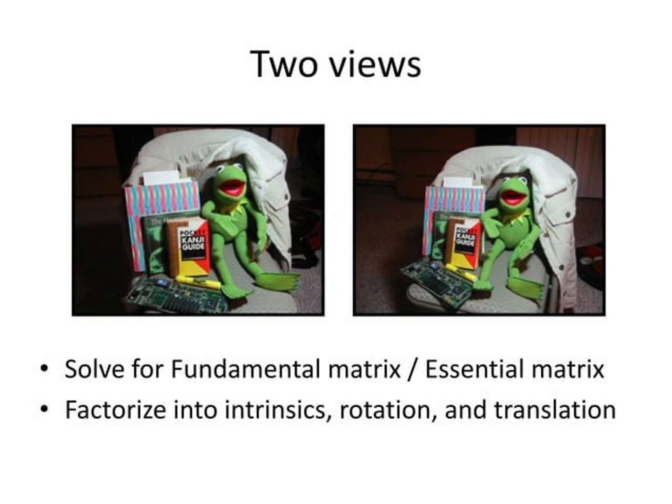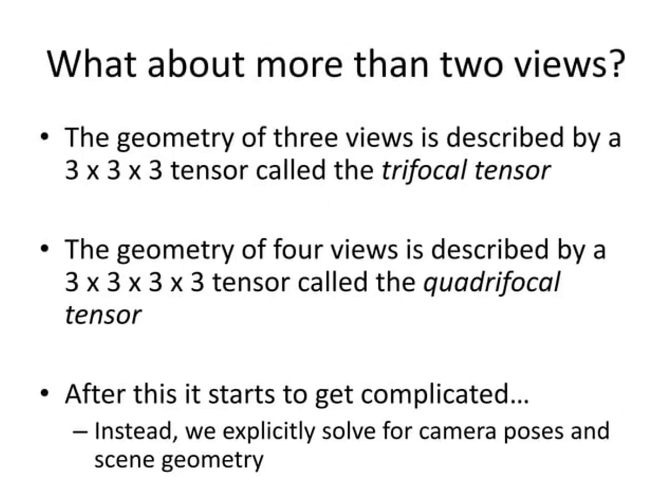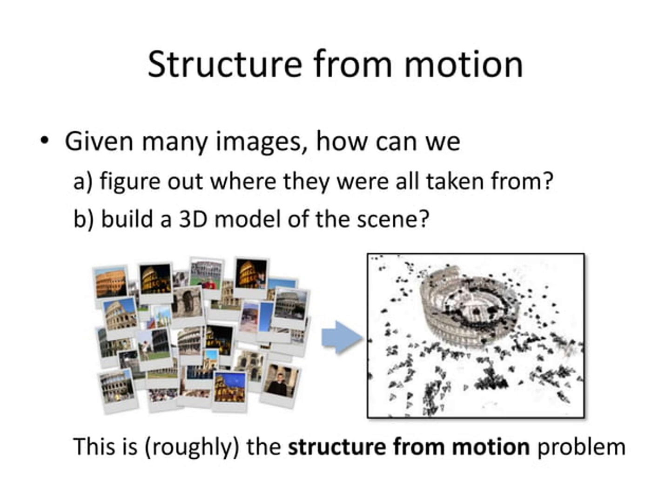There are two views solved from a fundamental matrix or the essential matrix. We can factorize into an intrinsic, rotation, and translation. What about more than two views? If it has more than two views, the geometry of the three views is described by a 3 cross 3 cross 3 tensor called a trifocal tensor, and a 3 cross 3 cross 3 cross 3 tensor called a quadrifocal tensor. After that, it starts to get complicated. Instead, we explicitly solve the camera poses and scene geometry.